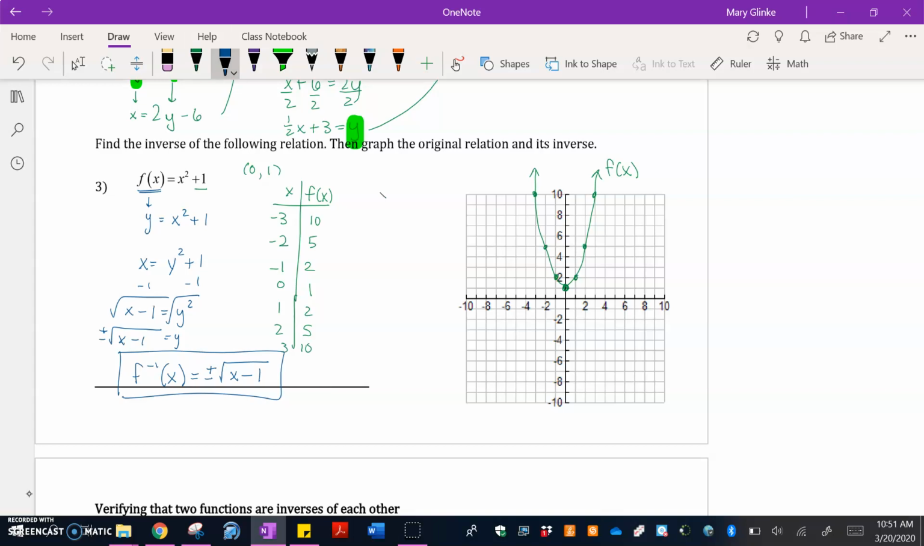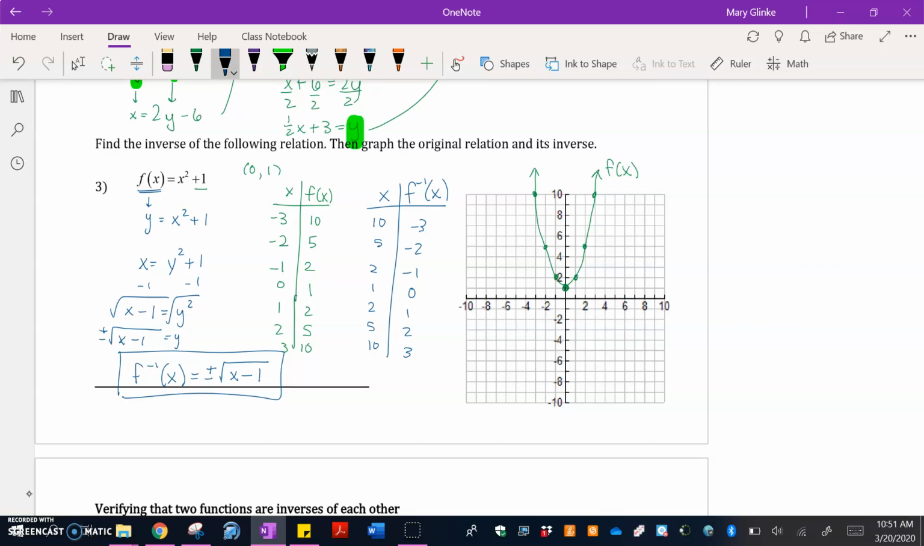So what we could do is we could take this table of values and we could switch our x and our y values. So all of our x values now are 10, 5, 2, 1, 2, 5, and 10. All of our x values of our original function become our y values of the inverse. So -3, -2, -1, 0, 1, 2, and 3. Now it's just an issue of graphing this as x comma y.